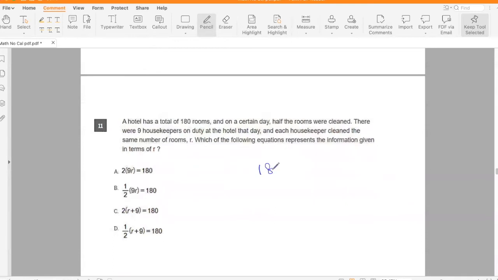So there were 180 rooms and only half were cleaned. So 180 by 2, and that should be 9 times R, because there were 9 housekeepers and each cleaned R rooms. So 9R is 180 by 2. So I can say 2 times 9R is 180, option A.